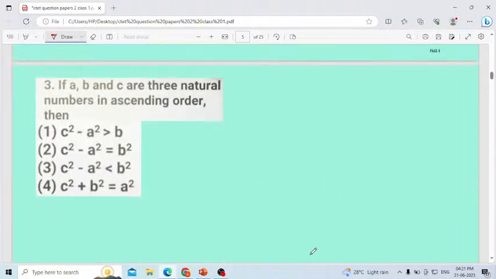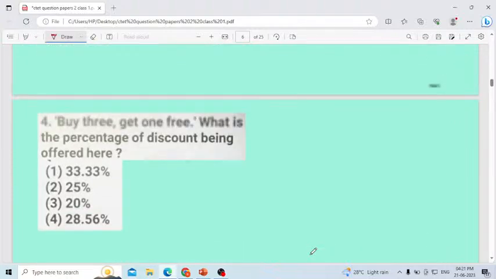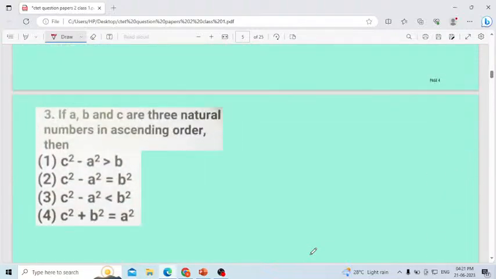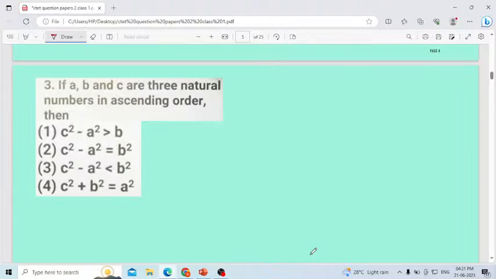Next, move to the next question. Next question is easy. Consider a, b, c as three natural numbers in ascending order. Consider the smaller numbers only. They are telling natural numbers. Consider 1, 2, 3. Any natural numbers you can consider. Those numbers will be in ascending order. Ascending order means smaller to bigger. Otherwise, in increasing order you can consider.